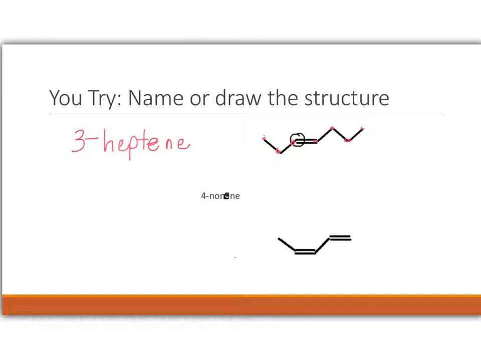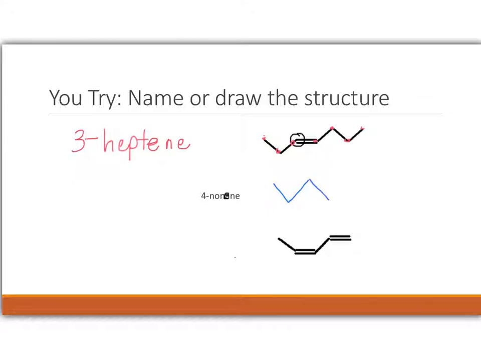Okay, going from the name, I have 4-nonene. Non tells me that there's going to be 9 carbons. Ene tells me there's going to be a double bond, and I know it's going to be at the 4th carbon. Okay, so I'm going to draw 1, 2, 3. So this is 1, 2, 3 carbons.